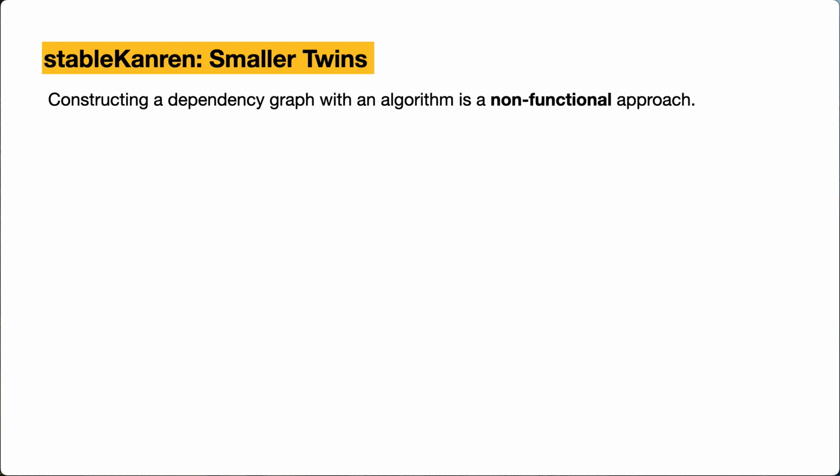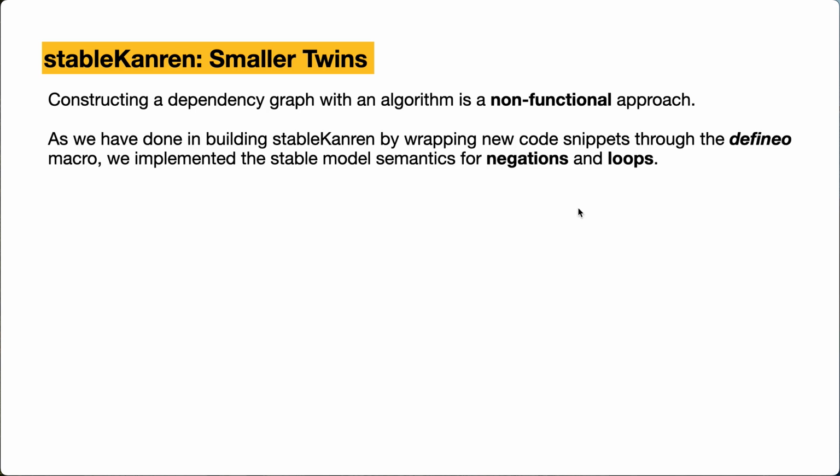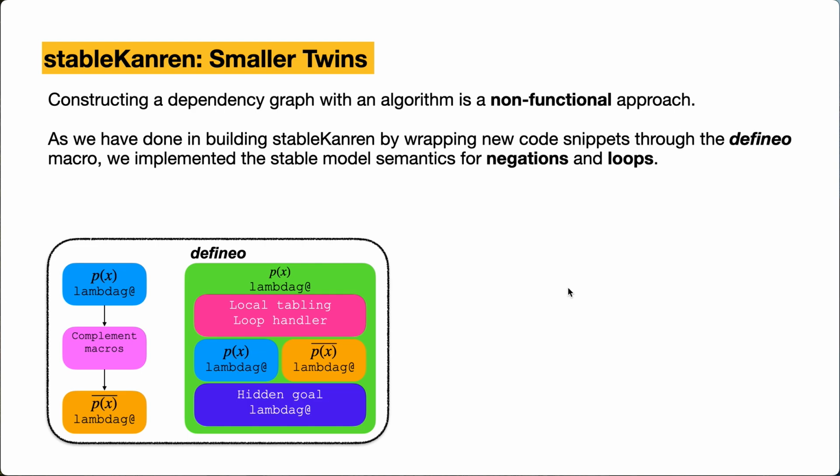This is a non-functional approach, and we don't want to use it. We want something purely functional. Here we notice we have already built stableKanren by wrapping a new code snippet through the definer macros. In this way, we implement the stable model semantics for negations and loops. This is the definer interface we already saw before in the preliminary parts.